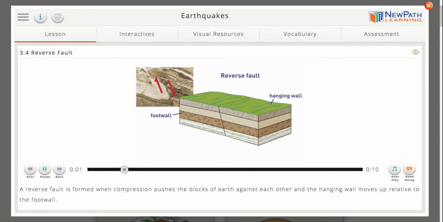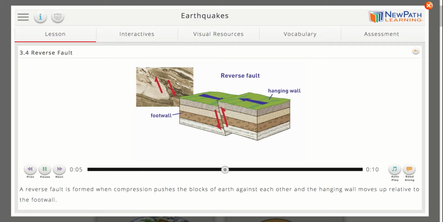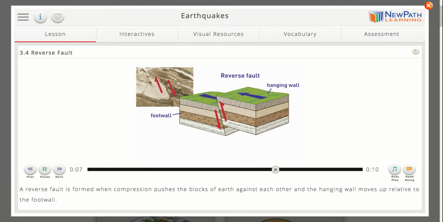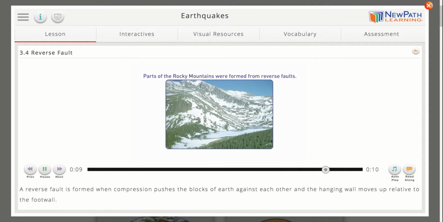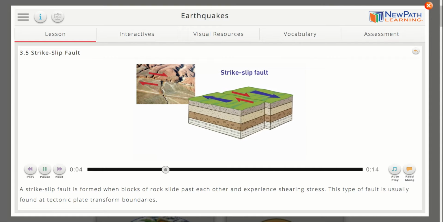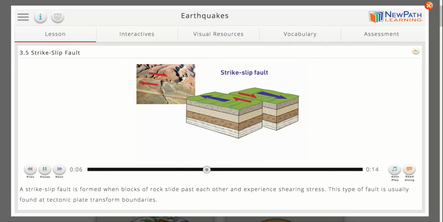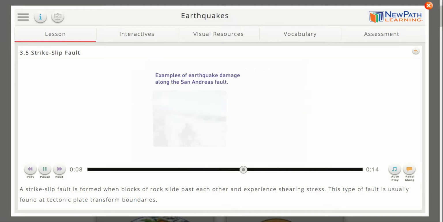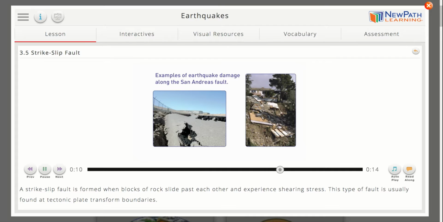A reverse fault is formed when compression pushes the blocks of earth against each other and the hanging wall moves up relative to the footwall. A strike-slip fault is formed when blocks of rock slide past each other and experience shearing stress. This type of fault is usually found at tectonic plate transform boundaries.